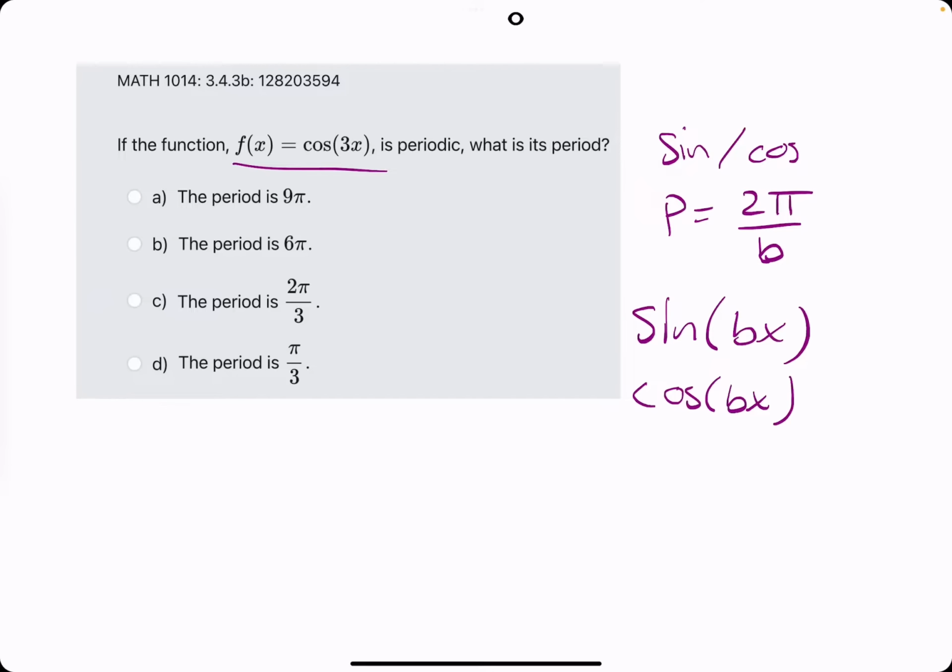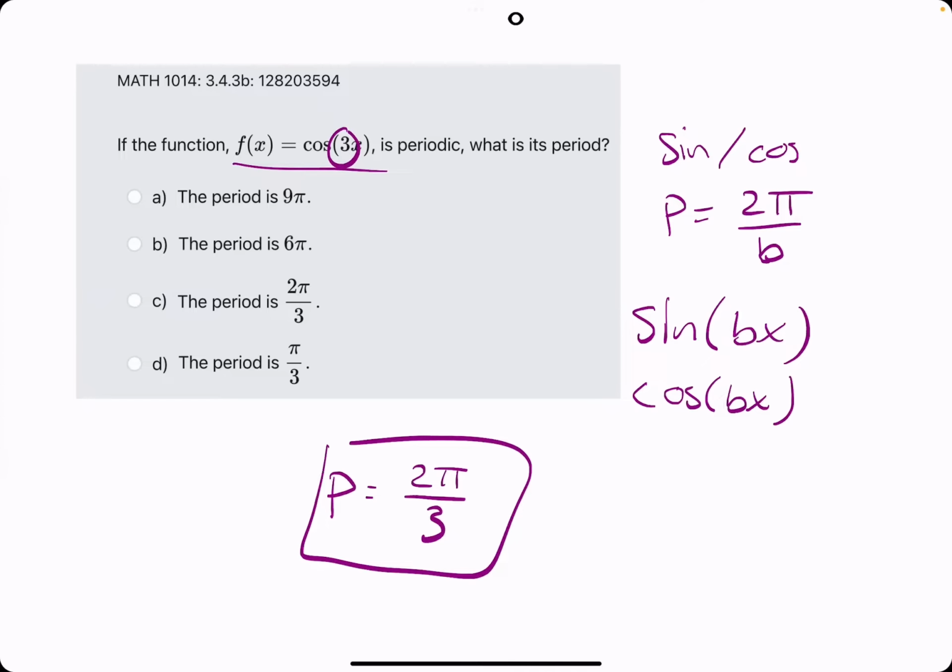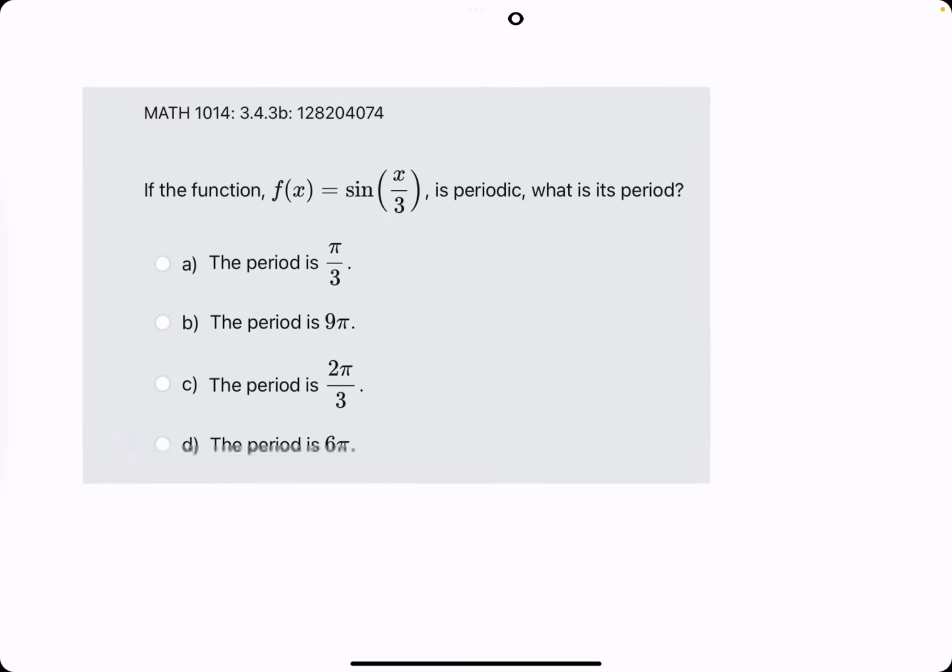Okay, so to find the period, all we do for this one is 2 pi over b, which is 3. It just comes from the number that's attached to the x, and we don't have to simplify that. It's just 2 pi over 3, and we're done. Pretty cool. Let's do like 4 more here.